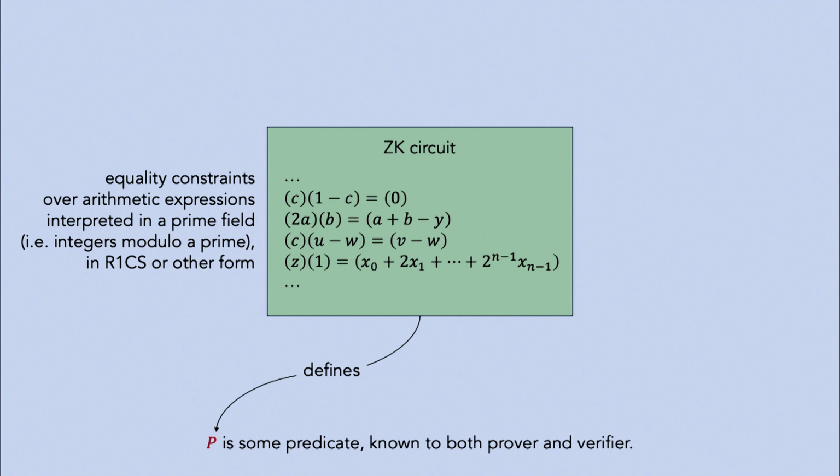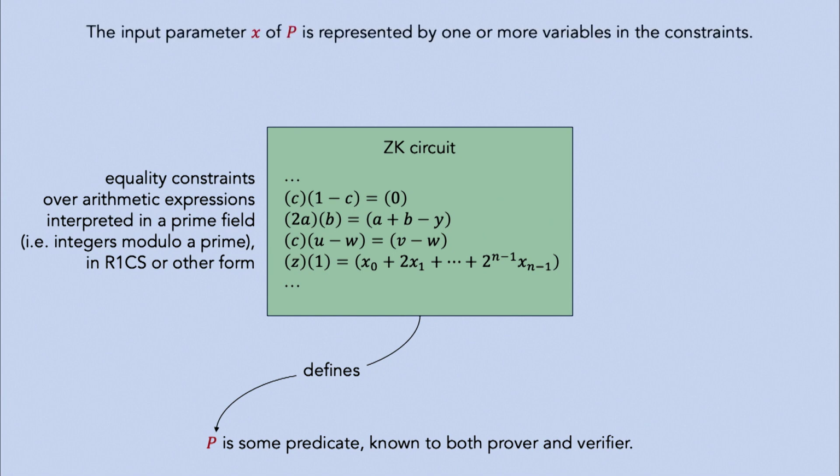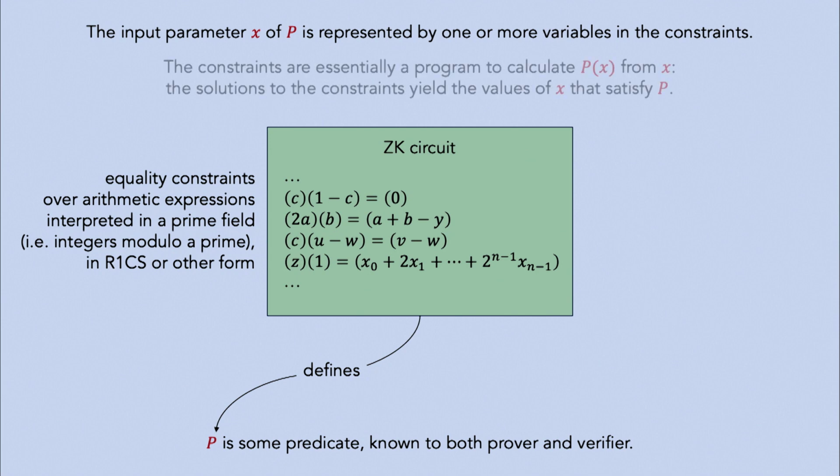For example, R1CS is a popular form for this. So this is how P is represented by this constraint. First, the input parameter X of P corresponds to one or more variables in the constraints, depending essentially on the data type of X. And then the constraints are a bit like a program to compute P of X from X, in the sense that the solutions to the constraints correspond to the values of X that satisfy P.